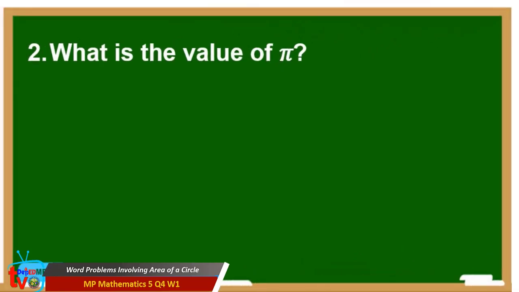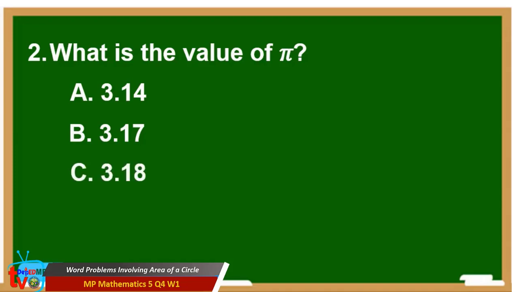Number 2. What is the value of pi? Letter A, 3 and 14 hundredths. Letter B, 3 and 17 hundredths. Letter C, 3 and 18 hundredths. And letter D, 3 and 21 hundredths.